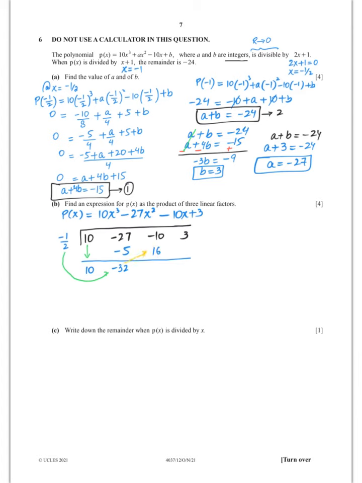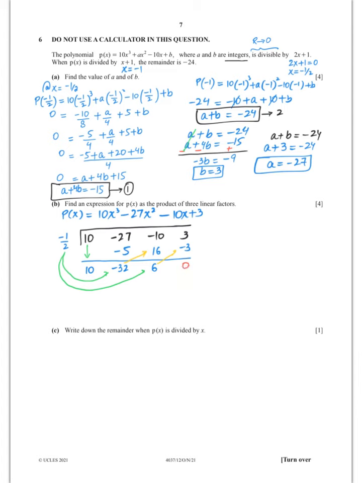Alright, minus 10 plus 16 is equal to 6. Again, minus 1 upon 2 times 6 is equal to minus 3, and 3 minus 3 is equal to 0. We need to get 0 at this place always. If we are getting the 0, that means we have solved it correctly.